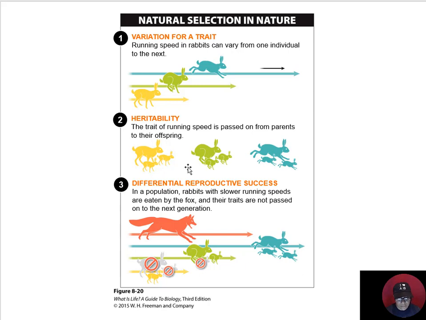Now, there has to be this differential reproductive success. So in this population, rabbits with slower running speeds are going to be eaten by the predators, by the fox, and their traits are not passed on to the next generation. So the fox is basically going to wipe out the yellow allele and the green allele. And which allele is going to get to go on? The teal allele, the one that allows the rabbit to run the fastest. And so that's evolution: change in allele frequency in a population over time due to natural selection. Okay? All right.